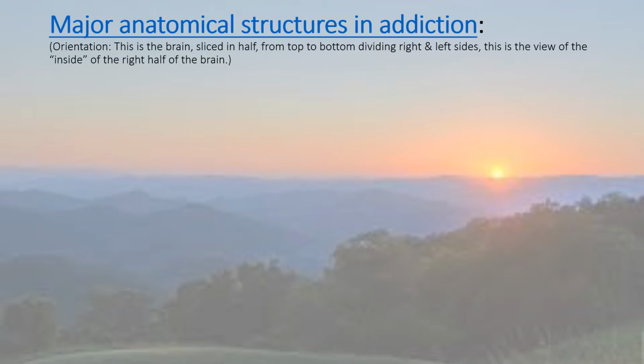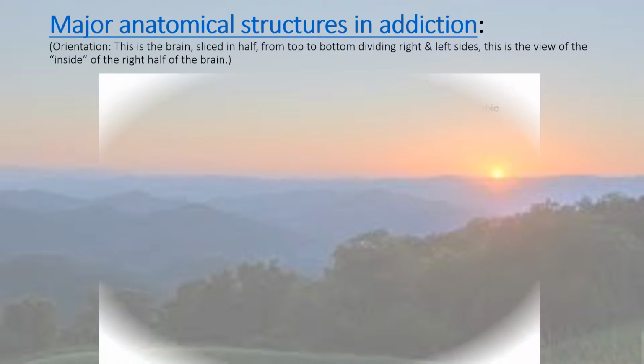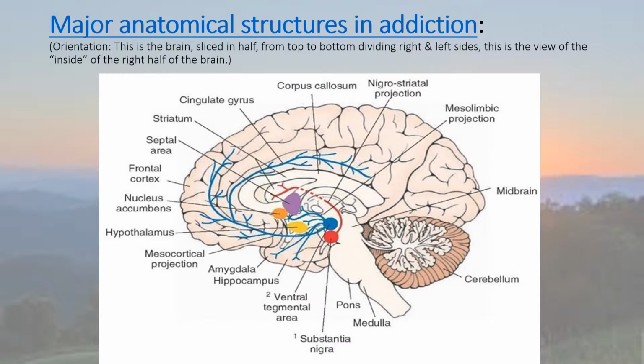Let's start with a review of the major anatomical brain structures involved in the disease of addiction. This is the brain, sliced in half from top to bottom, dividing the right and left sides. This is the view of the inside or medial aspect of the right part of the brain. Here you can see where the spinal cord would be. It comes up to the medulla oblongata, and then into the pons with its two connections to the cerebellum and what is called the arbor vitae, or the tree of life structure right in here. The structure known as the locus coeruleus would be located right there where the pointer is.